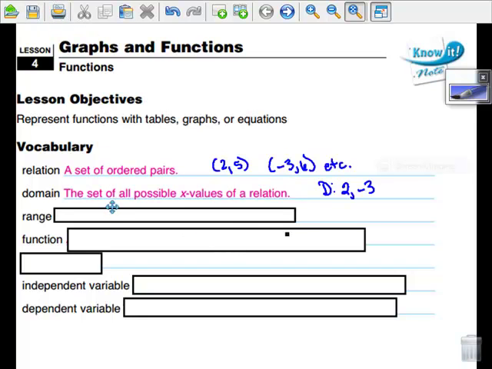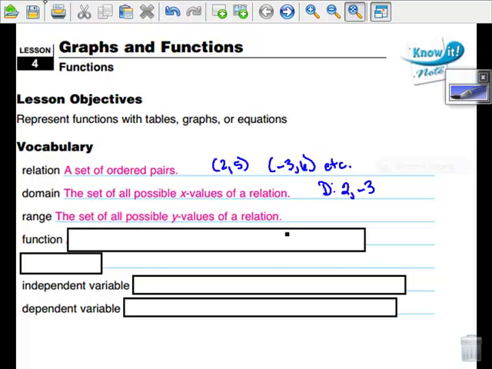We have the range, which is the set of all possible y values in a relation. So our range would be 5 and 6 from this example up here.